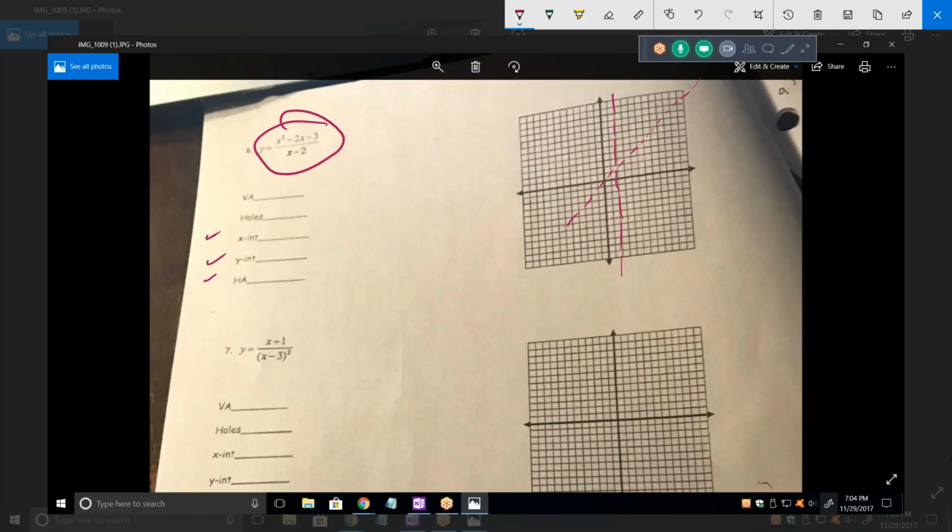Now, let's see. There's no holes. So we've got a vertical asymptote, x equals 2. We've got no holes. X-intercept. Well, we got to figure out how to graph this. So no horizontal asymptote either. We have only a vertical and an oblique.